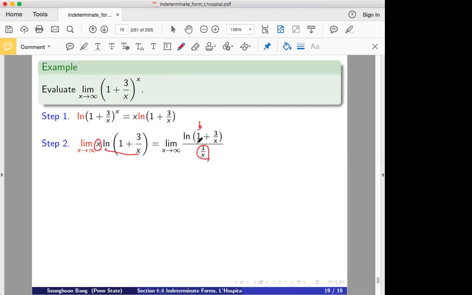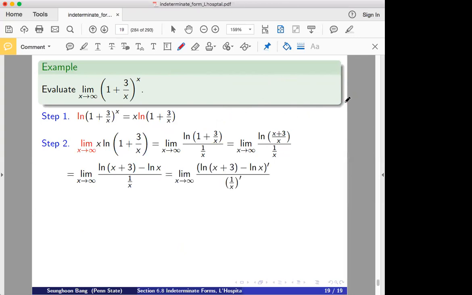ln of 1 plus 3/x, which is better. ln of (1 + 3/x) is the same as ln of (x/x + 3/x), and you can combine this into (x + 3)/x. The next step, you can use this rule: ln of x over y is ln x minus ln y. So change it to the difference.